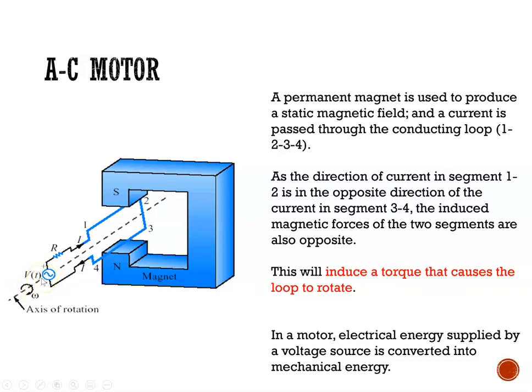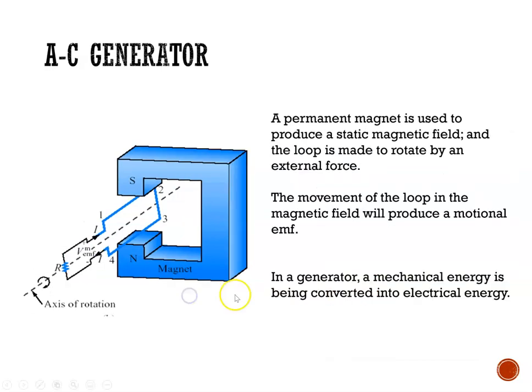In a motor, electrical energy supplied via a voltage source is converted into mechanical energy. So this is called a motor. For an AC generator, it is the opposite. The process is the same, but for a generator, the mechanical energy is converted into electrical energy.